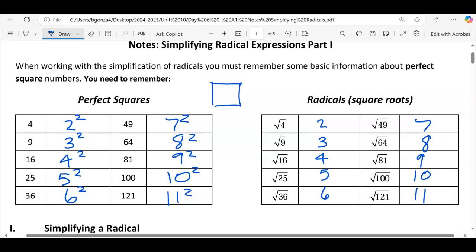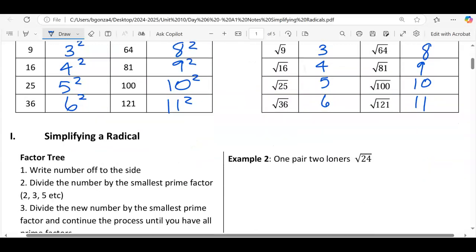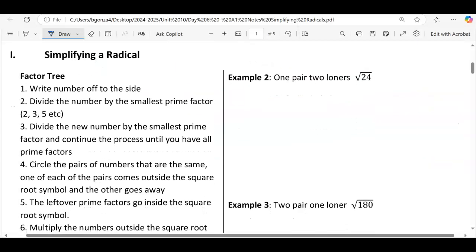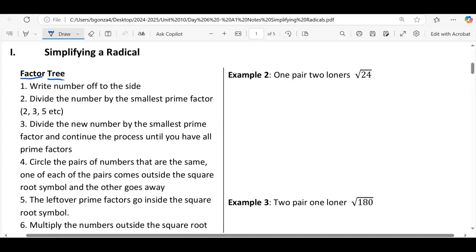They're irrational numbers. So here's the deal. When you have a square root that's not a square root of a square number, we've got to be able to do what's called simplifying, okay? Simplify that radical. So I'm going to show you how to do that. Now here's the notes. We're going to do what's called a factor tree. This is not a trick question.